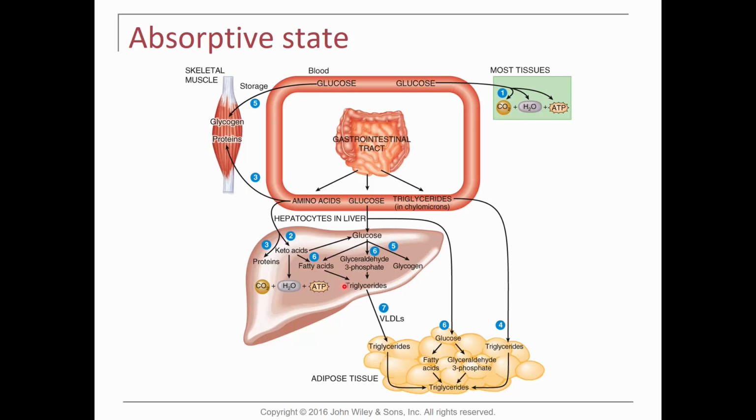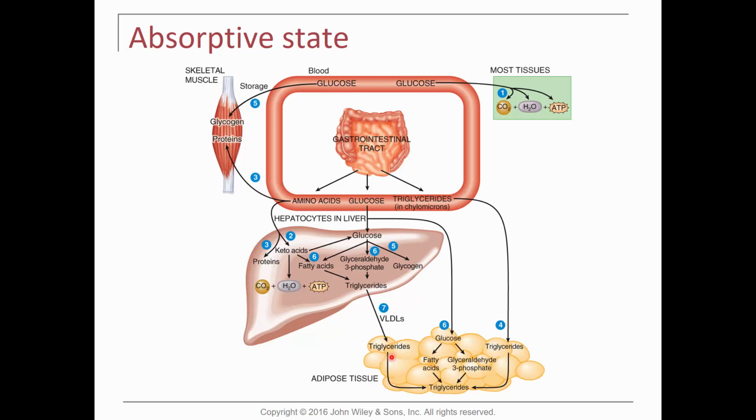So the liver is storing glucose as glycogen, storing amino acids as proteins, using keto acids as energy, and taking the excess, storing it as triglycerides, packaging them as VLDLs, which are then sent to adipose tissue.